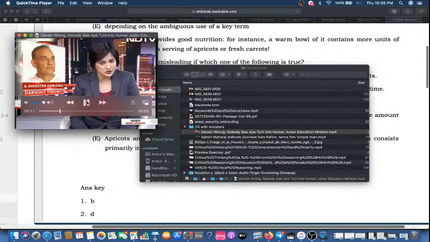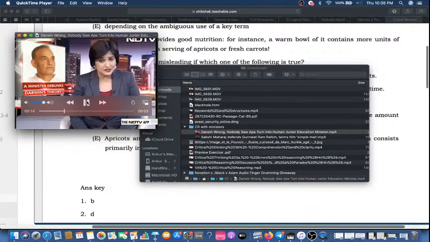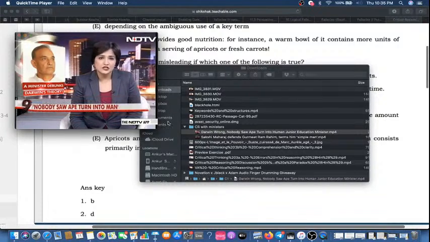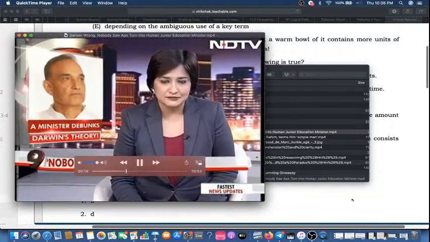School and college curriculum. The reasoning in this part is an absolute gem. No one actually saw apes turning into men.